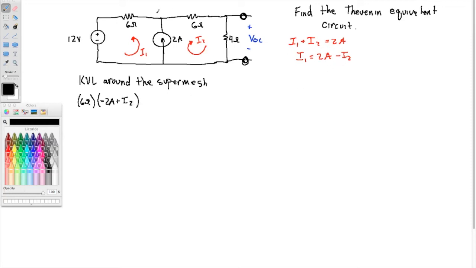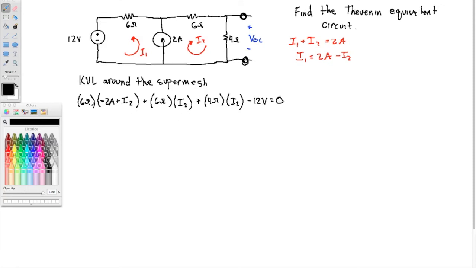I1 opposes me. Then I come to the 6 ohm resistor up here, and this is 6 ohms times I2. I'm going with I2, so that's okay. And then I have the 4 ohm resistor, so this is 4 ohms times I2, and I'm down here, and now I have an increase of 12 volts, so minus 12 volts equals 0.